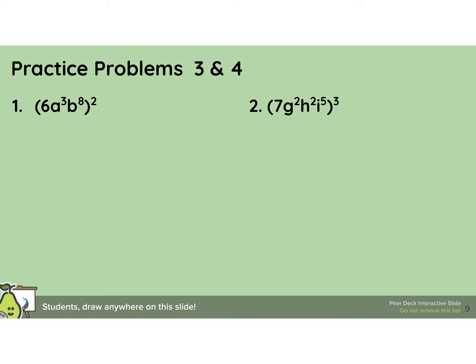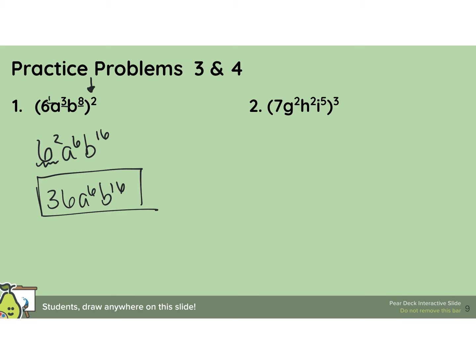All right, practice problems 3 and 4. This monomial is being raised to the power of 2. I need to write in my ones just for the 6. All of these exponents, 1, 3, and 8, are going to get multiplied by 2. So 6 is to the 2nd power, A is to the 6th power, and B is to the 16th power. I need to multiply out the number, so 6 squared is 36, A to the 6th, B to the 16th.